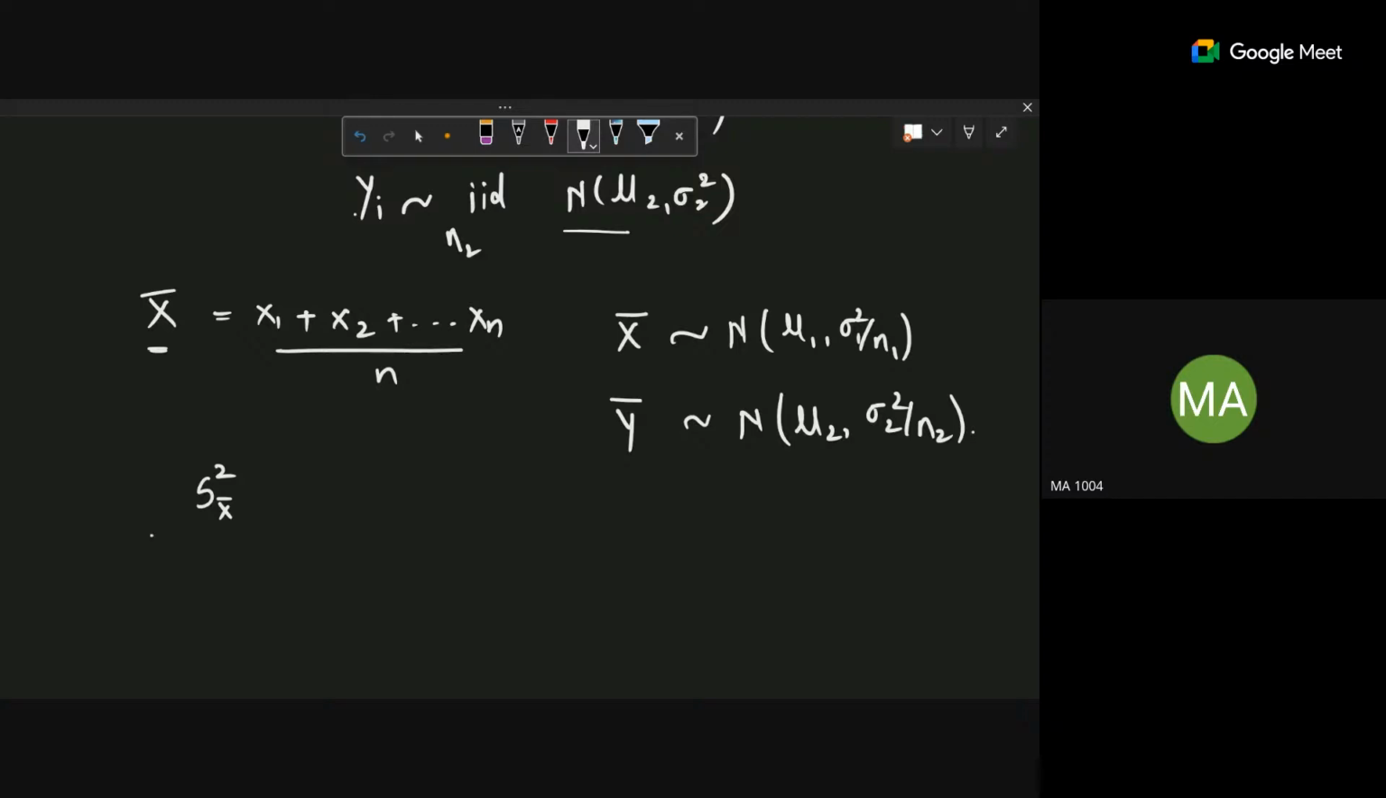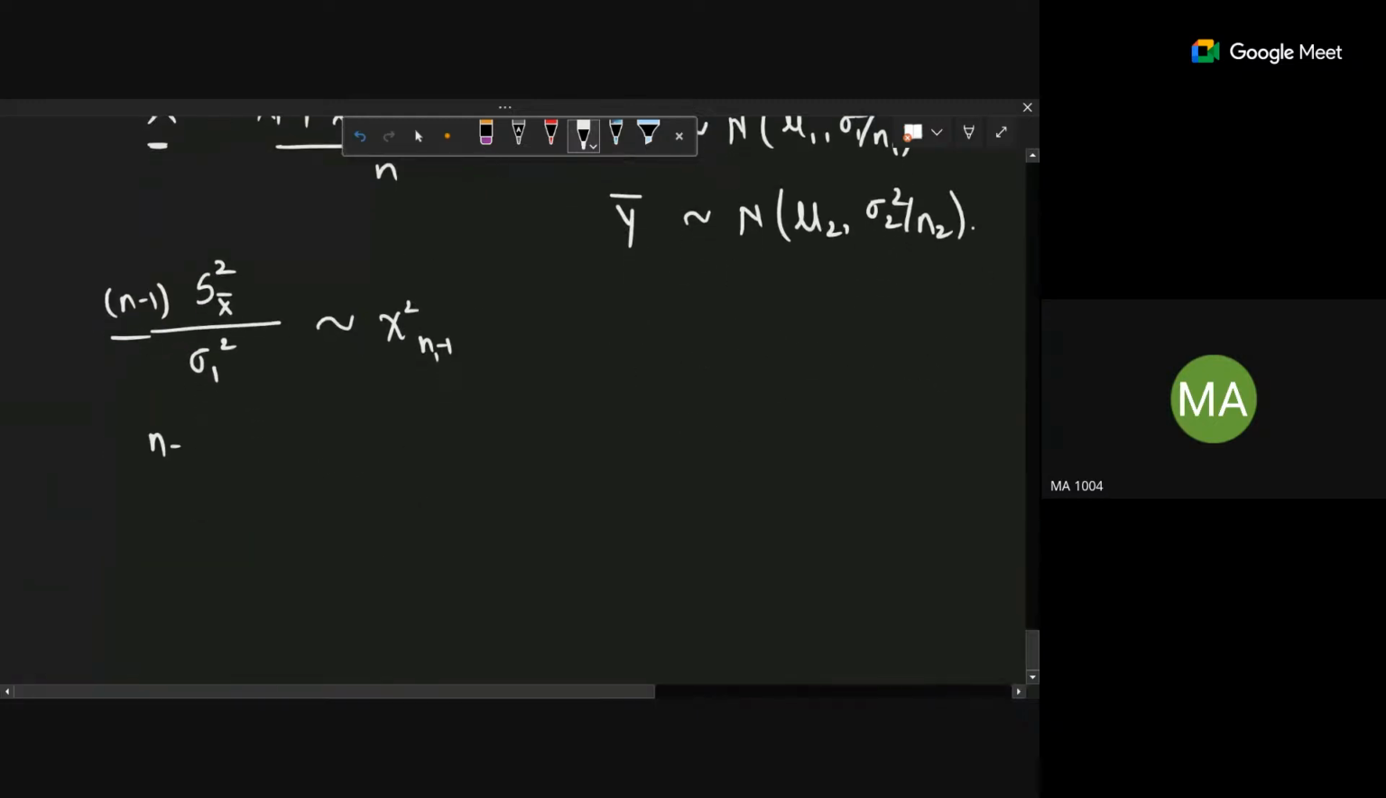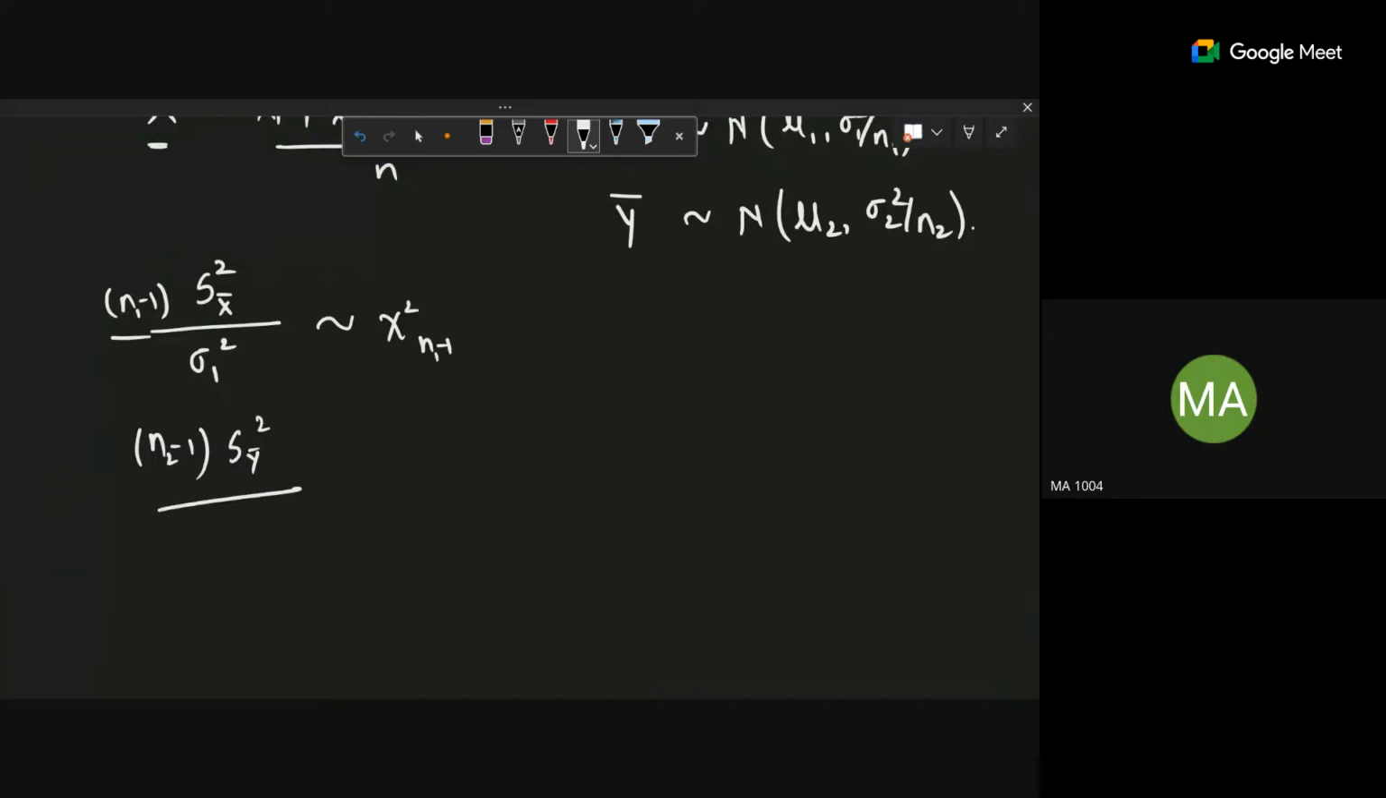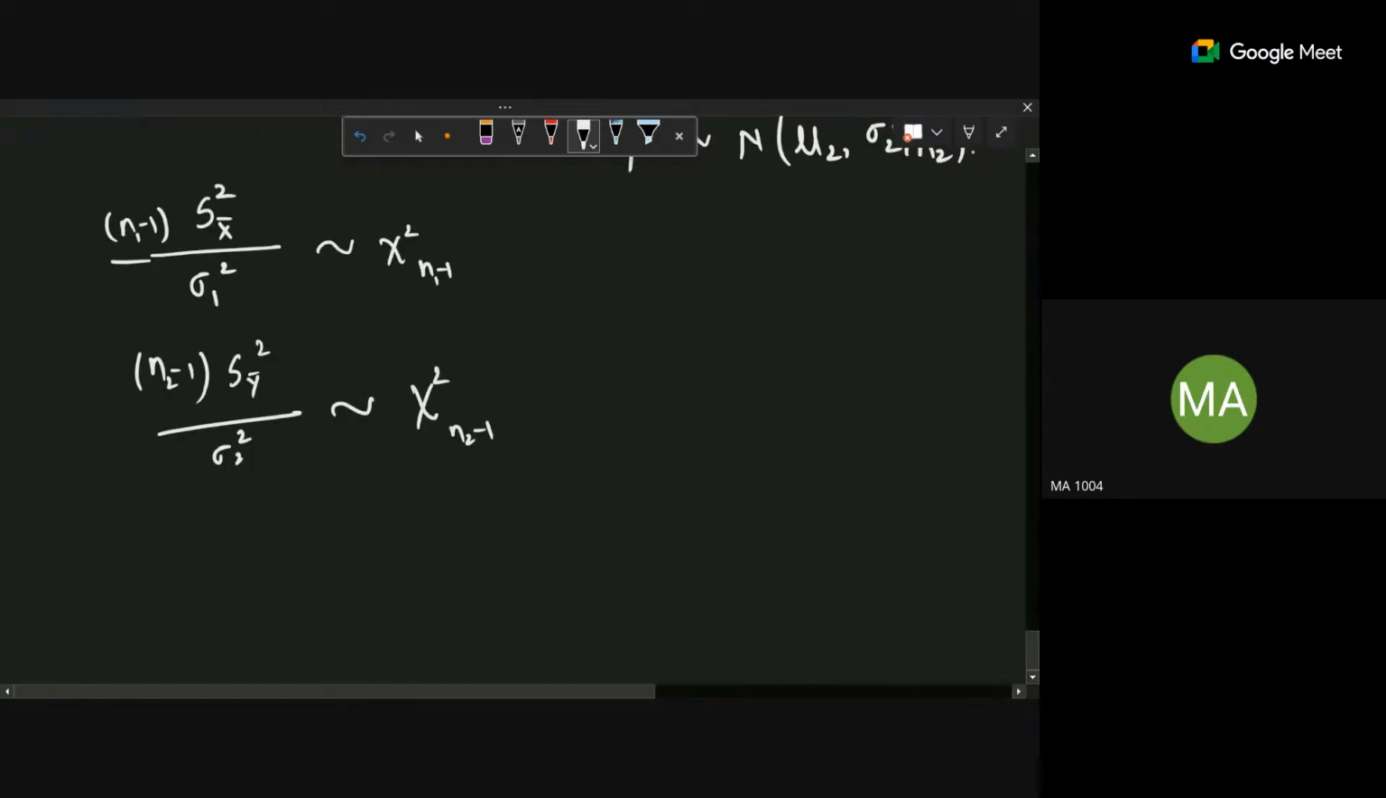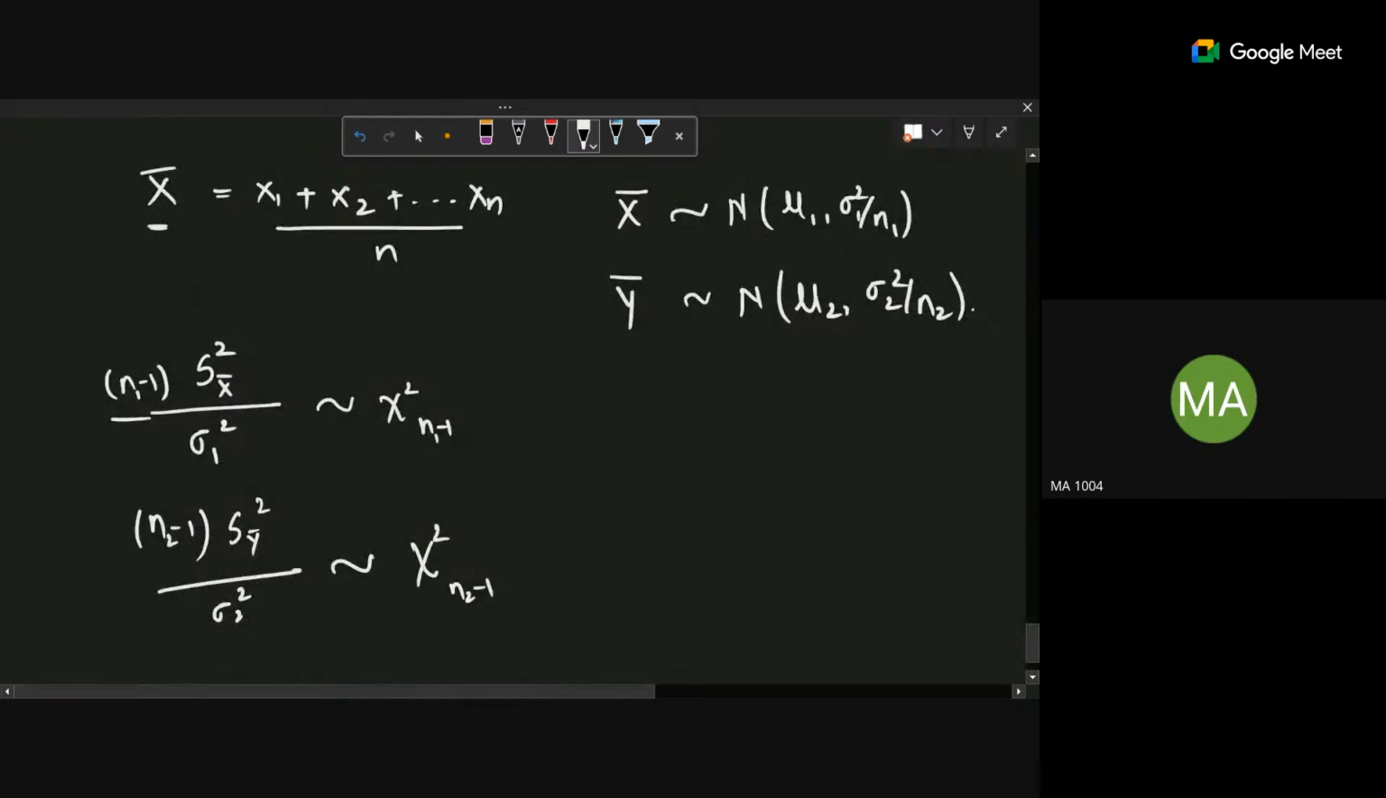If I say this is divided by sigma 1 square, times n minus 1, then what will it follow? This is also a kind of distribution, right? Chi-square. Yes, it will be a chi-square distribution with n1 minus 1 degrees of freedom, and similarly for y also, n2 minus 1, upon sigma 2 square will again be a chi-square distribution. So now, if x bar is normally distributed and y bar is normally distributed, there is one more thing, x bar minus y bar. What will be its distribution?